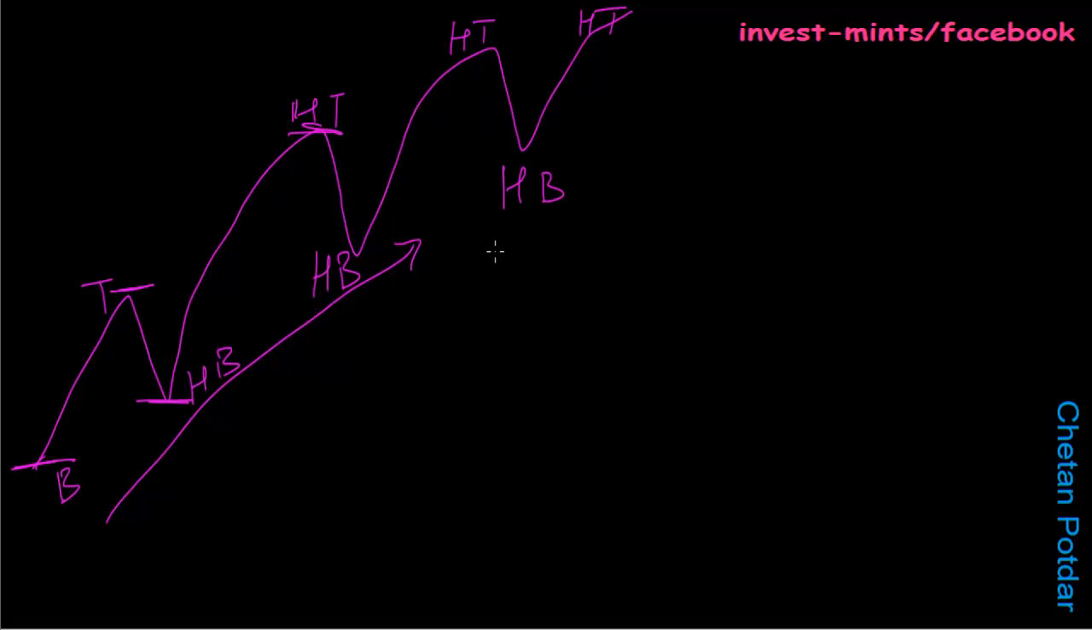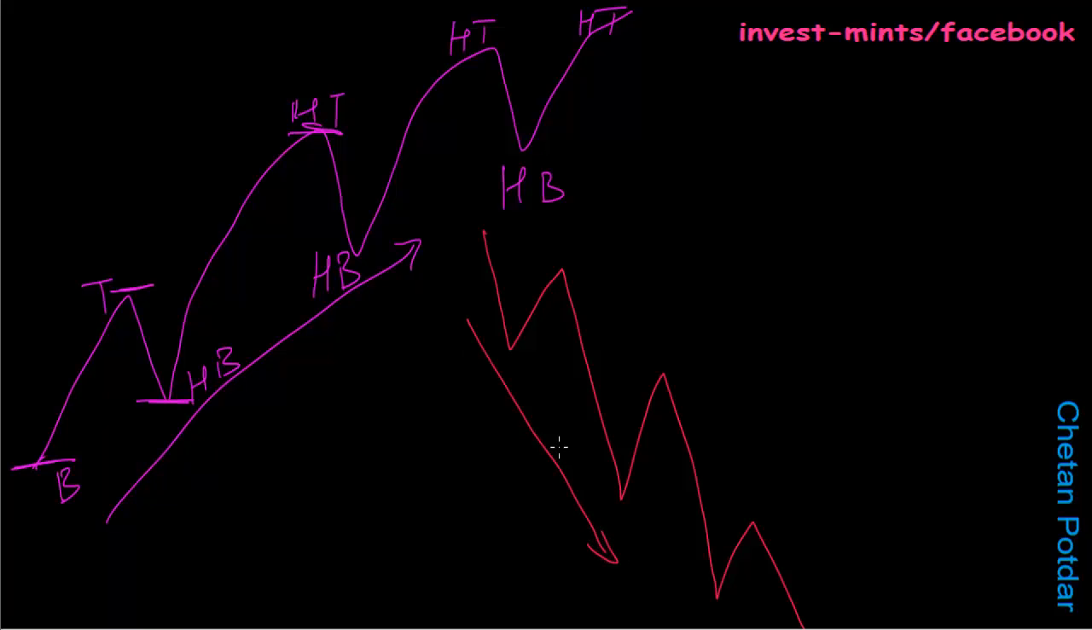Now how do you define a downtrend? A downtrend would be drawn something like this. The trend is visually down, it is actually going down, and if this is the top, this is the bottom, this is a lower top, this is a lower bottom, lower top, lower bottom, lower top. See, top, lower top, lower top, bottom, lower bottom, lower bottom, right? So this is an uptrend, this is a downtrend.